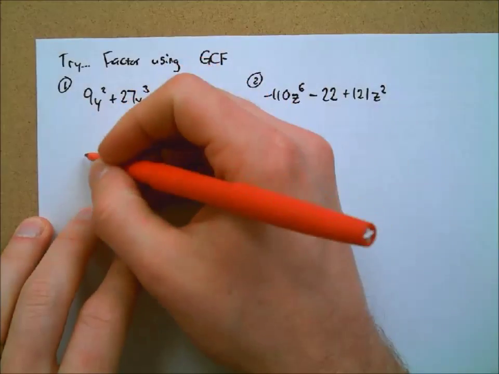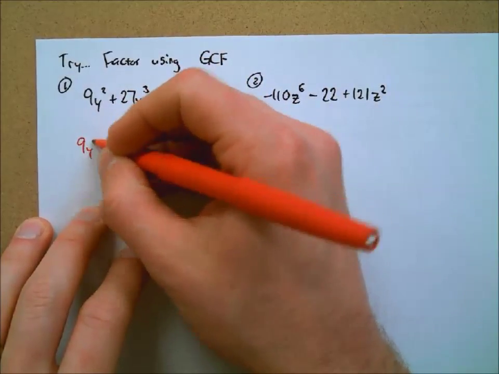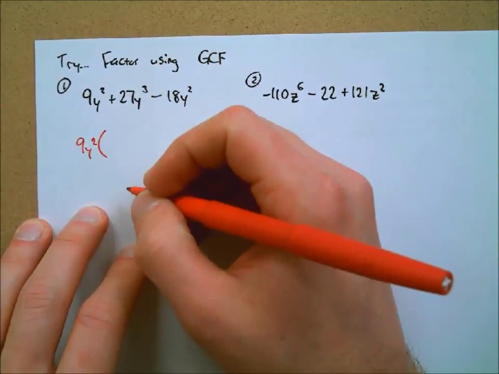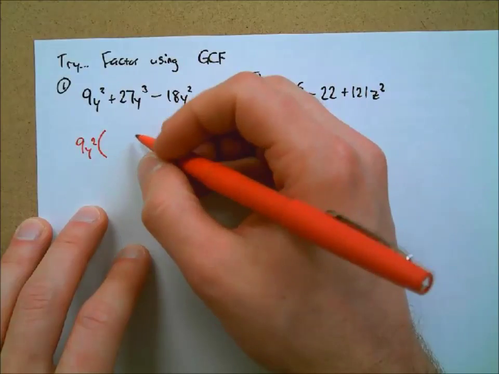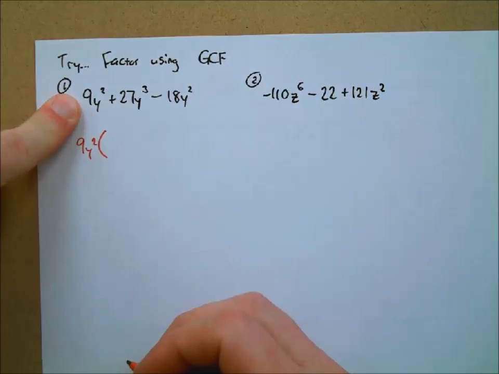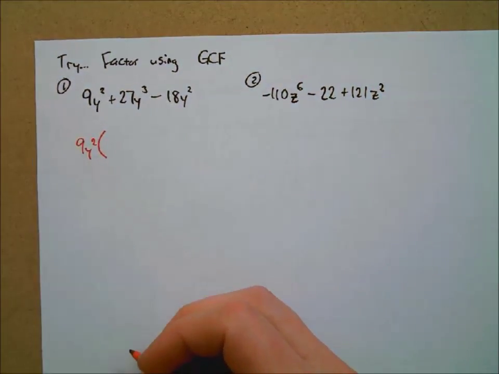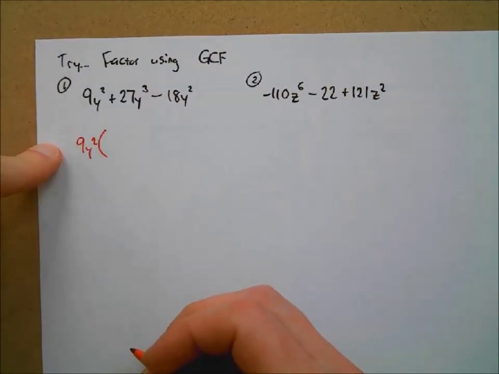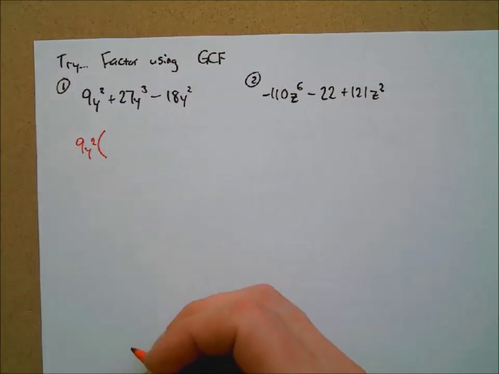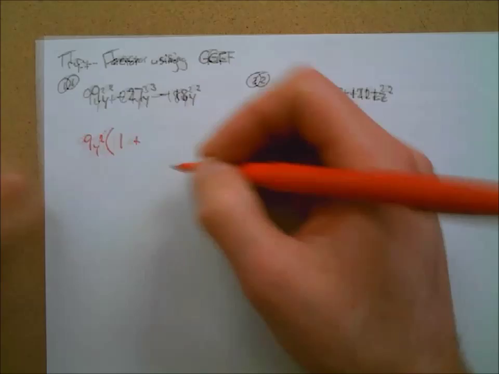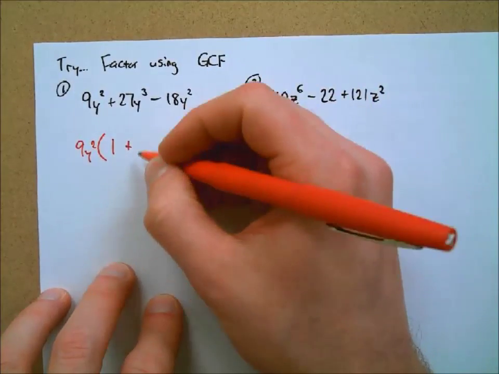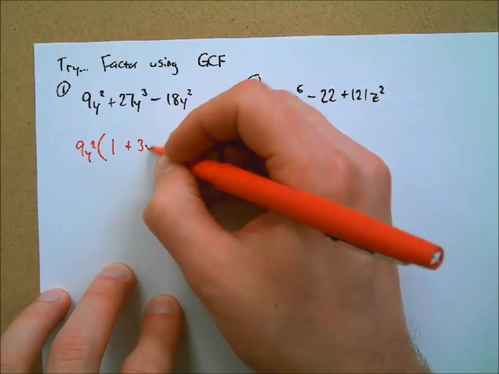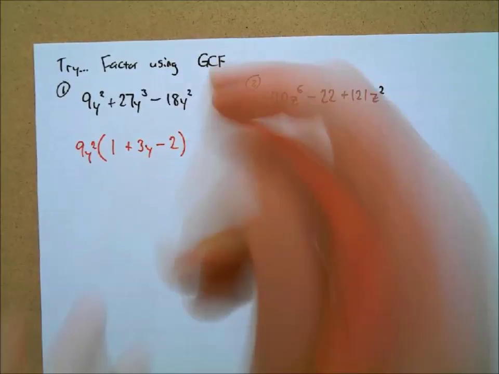Okay, so you factor out a 9y to the second, and then in parentheses, what was left over then? 3y minus 2. Okay, so 3y. When you factor the 9y squared out of the 9y squared, remember we're dividing. When you divide something by itself, what's left over? A 1. So we're going to put a 1 in here, plus, and then what was left over from the 27y cubed? 3y minus 2. Okay.